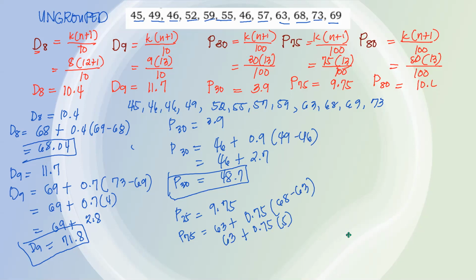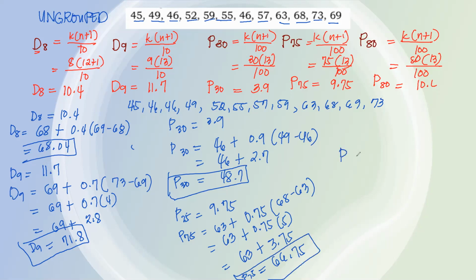0.75 times 5 is 3.75. So that's 66.75, our P sub 75.